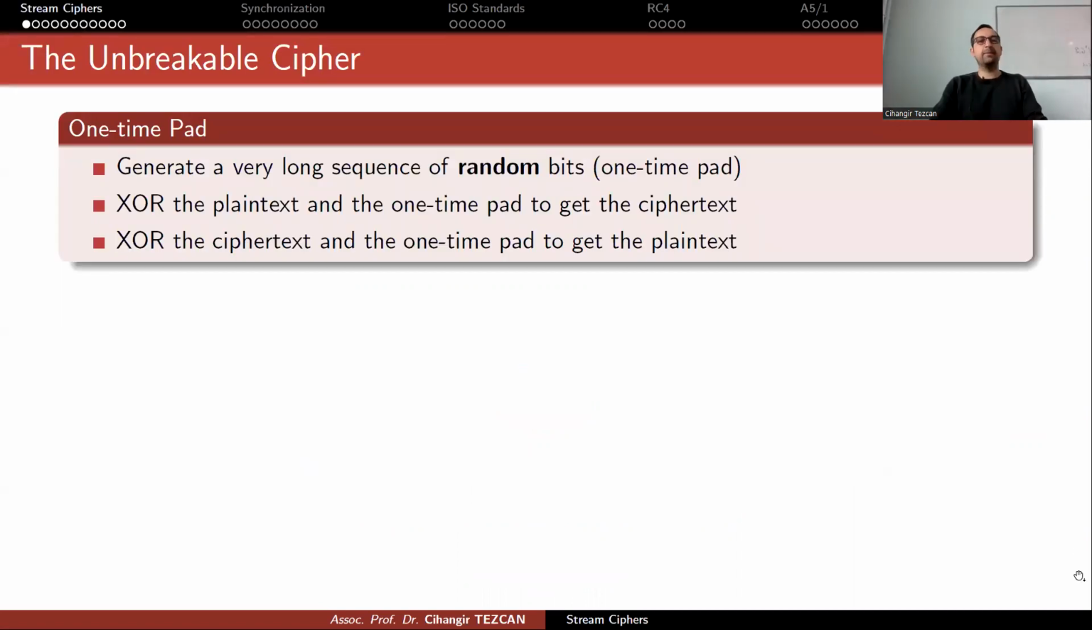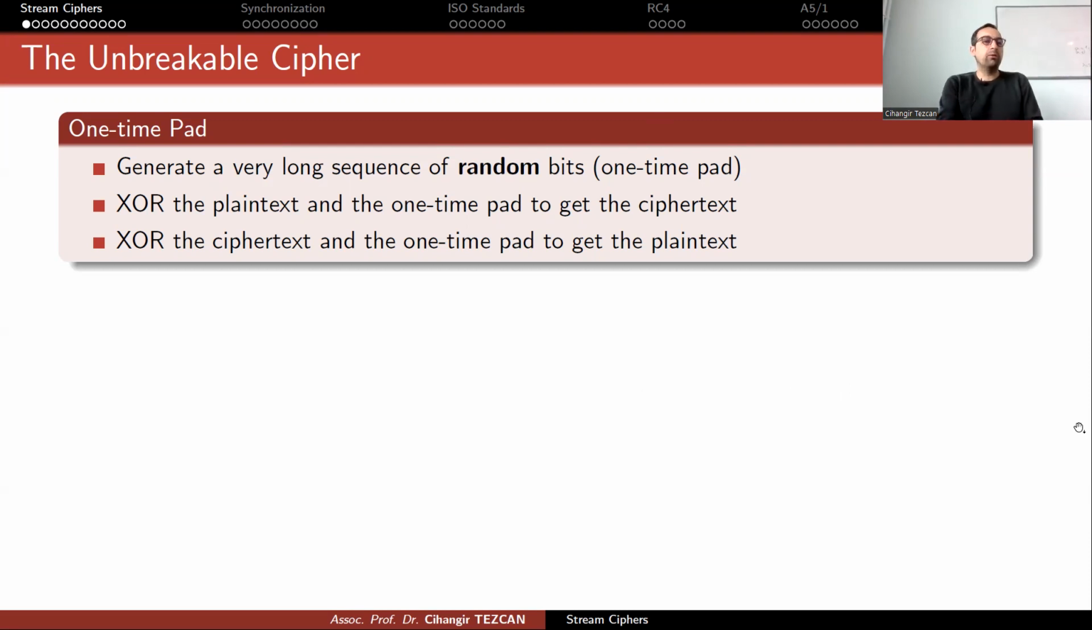So let's start. The main idea behind stream ciphers is the one-time pad. Most of the time people ask if we can create a cipher that is unbreakable. And the answer is yes, you can do it. So the idea is as follows. You generate a very long sequence of random bits, zeros and ones. And generally you write it onto a small piece of paper in very small fonts. This is why we call it a one-time pad, because you're writing it on your notepad.